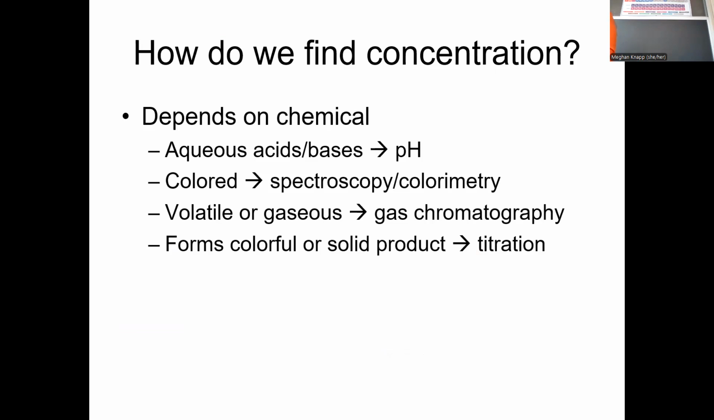If we have something that is colored, whether the product is highly colored and the reactant is colorless, or vice versa, we can measure that change in color. So we can use spectroscopy or colorimetry. Spectroscopy kind of covers a wide range from light we can see to light we can't see. Colorimetry specifically looks at the visual.